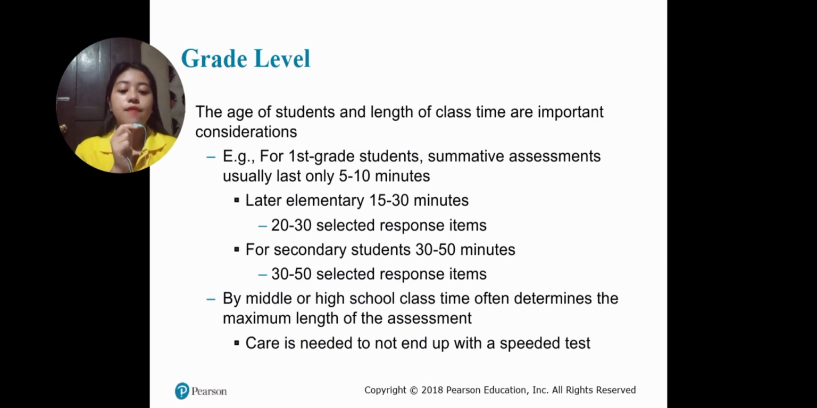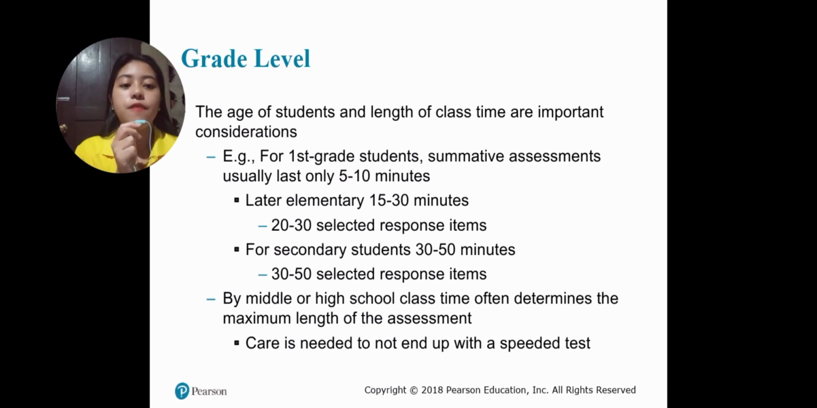The grade level, the age of a student, and the length of class time are very important and need to be considered. For example, for first grade students, summative assessment usually lasts only 5 to 10 minutes. Later elementary, 15 to 30 minutes, with 20 to 30 selected response items. For secondary students, 30 to 50 minutes, with 30 to 50 selected response items.